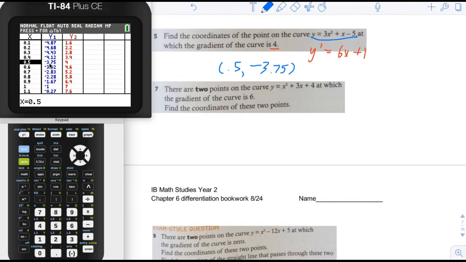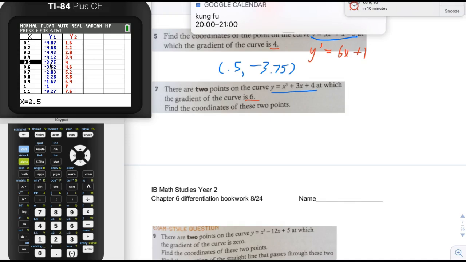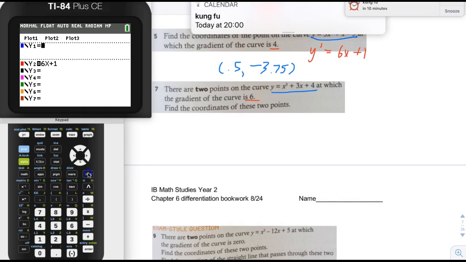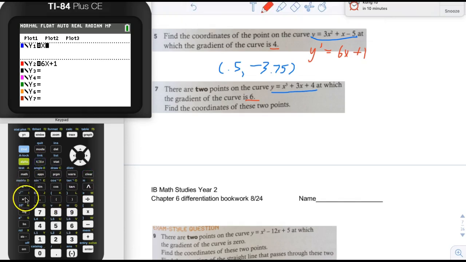So the next one, the blue curve, would be this. And it says there are 2 points on the curve where the gradient is 6. And remember, the gradient of 6, that would be a red 6 that we're looking for. So let's program in the calculator the two functions. The first function is x squared plus 3x. Oh, I forgot to do the derivative. Let me do that first. So x squared plus 3x plus 4.